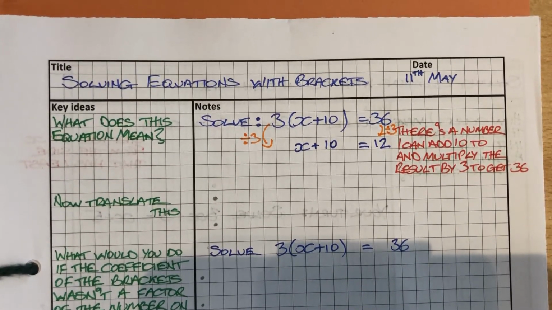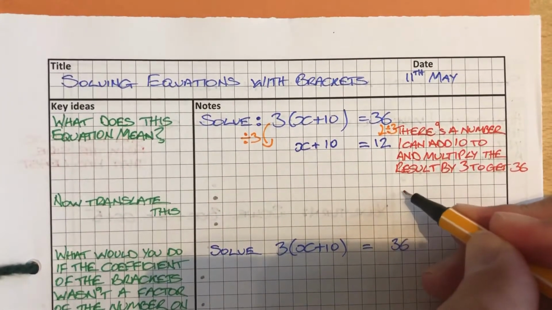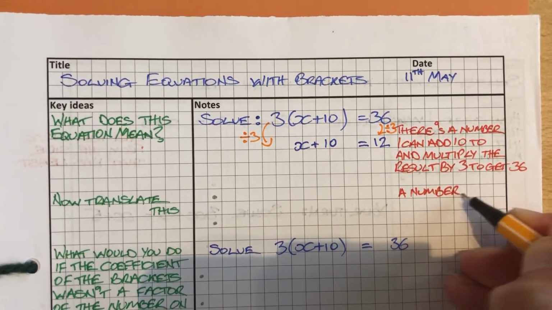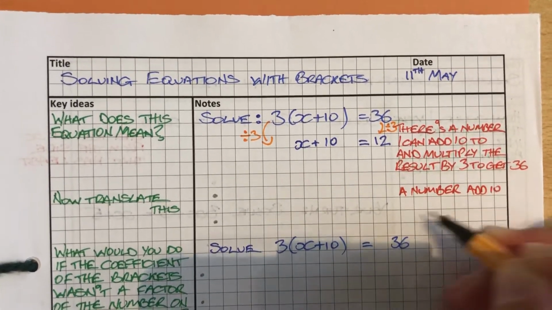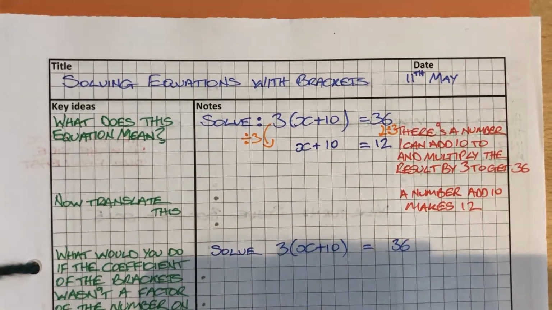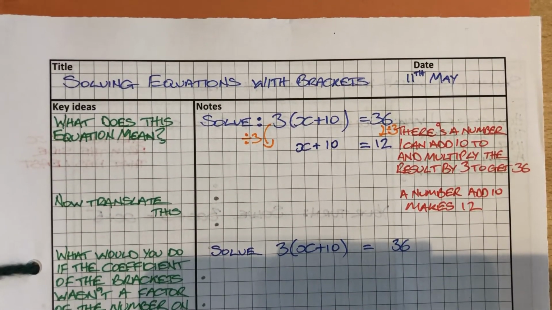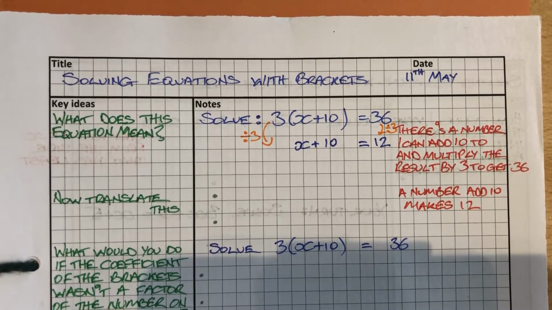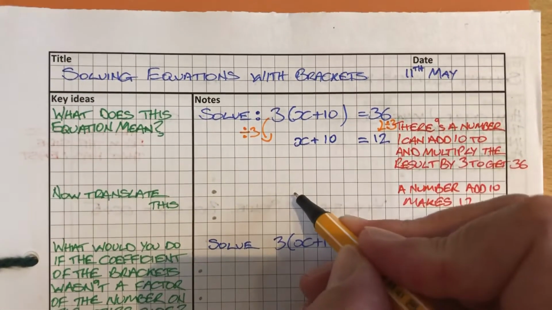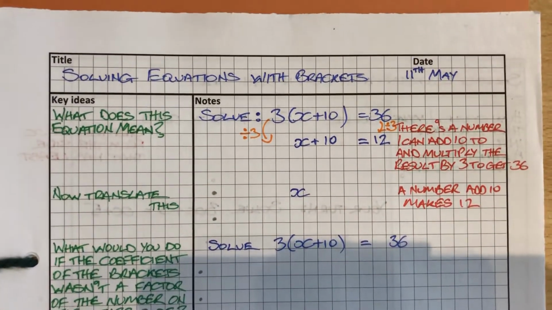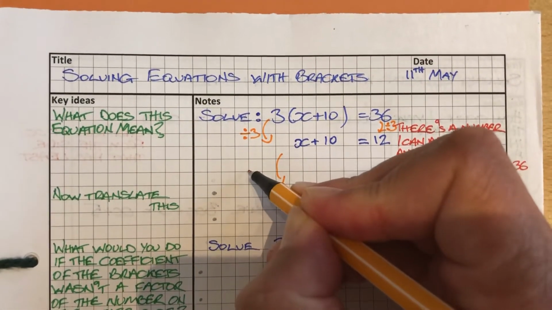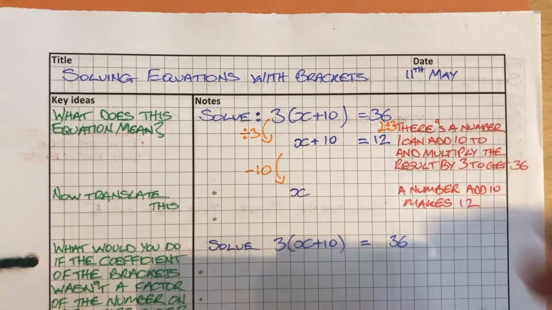Translate this. Okay, what does it say? It says a number add 10 makes 12. All right, I don't want a number add 10 to make 12. I want the number on its own, so get X on its own. How? By getting rid of the add 10. How? By taking away 10.